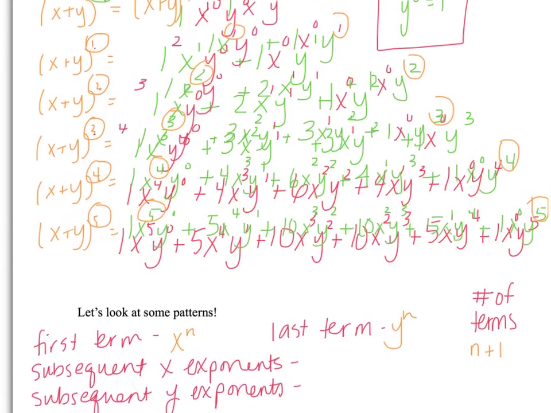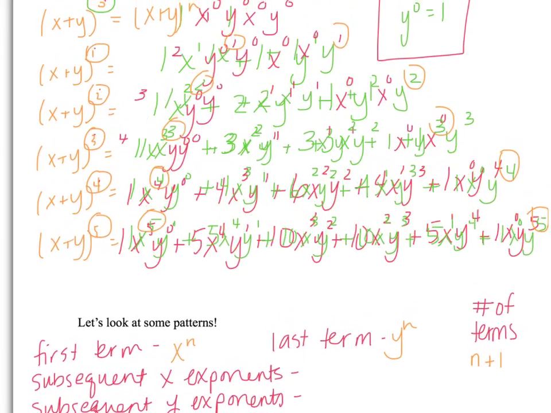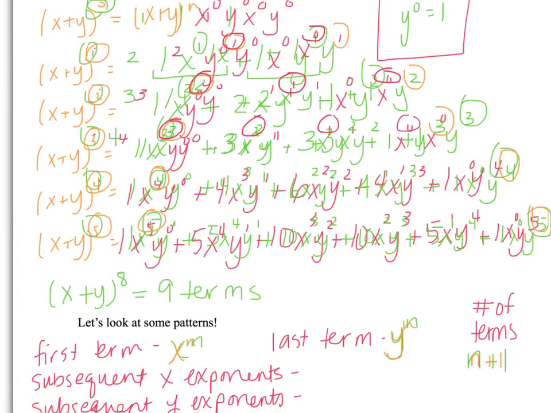Now let's look at what happens to the exponents of x and y as we move across our expansion. In the second one, I go 1 and then 0. My exponents for x here, 2, 1, 0. My exponents for x, 3, 2, 1, 0. If I look at the fifth one, it's 5, 4, 3, 2, 1, 0. So I am always decreasing by 1.